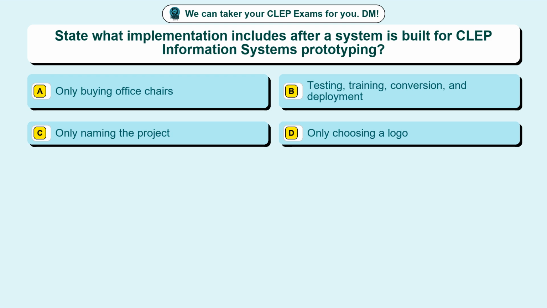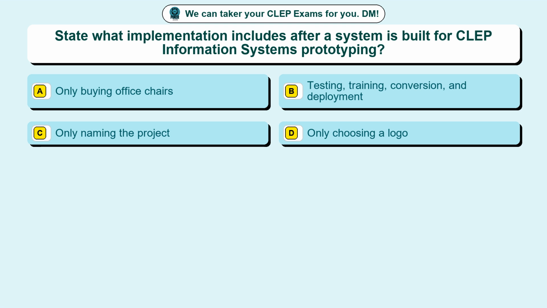Question 74. State what implementation includes after a system is built for CLEP Information Systems prototyping. Option A, only buying office chairs. Option B, testing, training, conversion, and deployment. Option C, only naming the project.